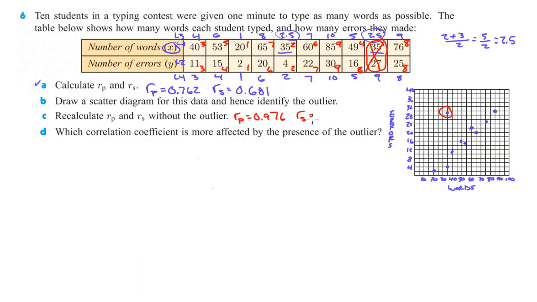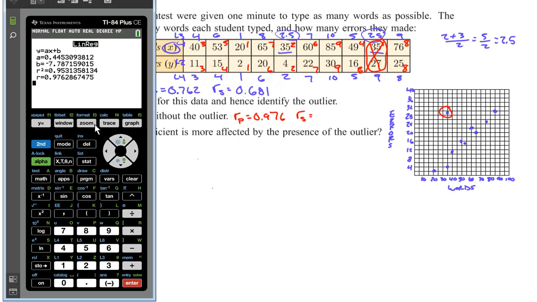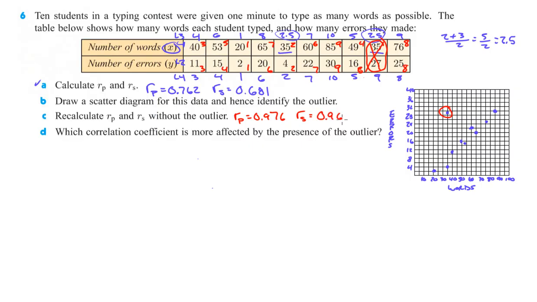And then let's look at our Spearman's. We'll go back and calculate the Spearman's rank. So stat, calculate linear regression number 4. And now we got to change list 1 and list 2 to list 3 and list 4. So second, list 3, second, list 4, go down and calculate. And now our new Spearman's rank is going to be 0.967. So you can see that had a big effect on both of those. It made it a lot better in line with both of those.